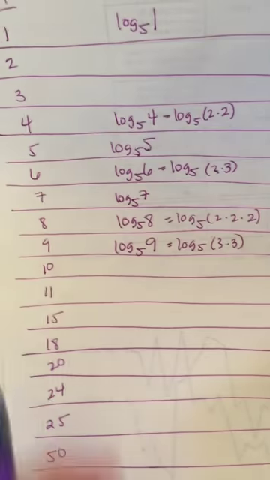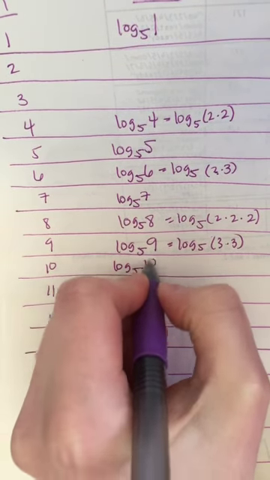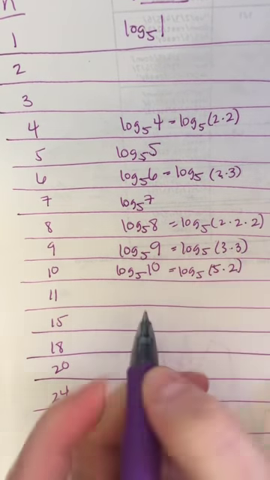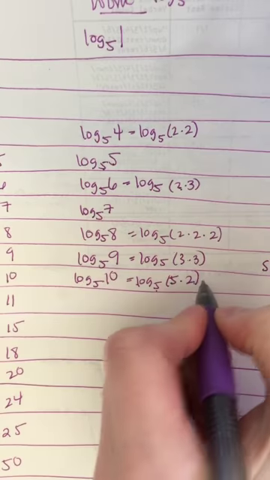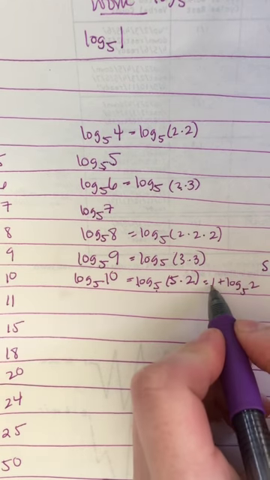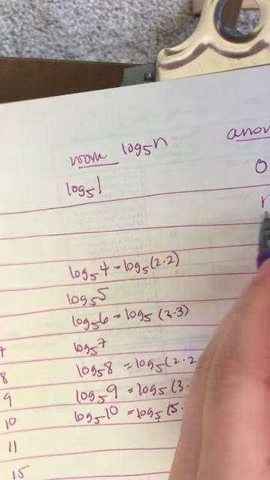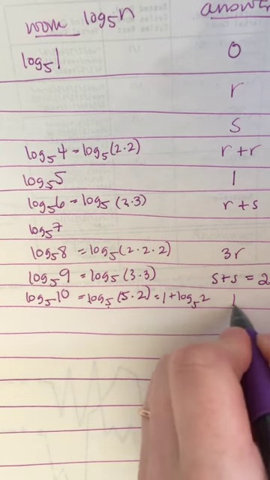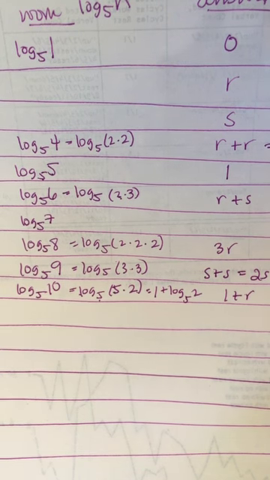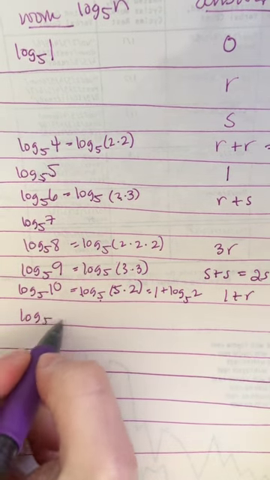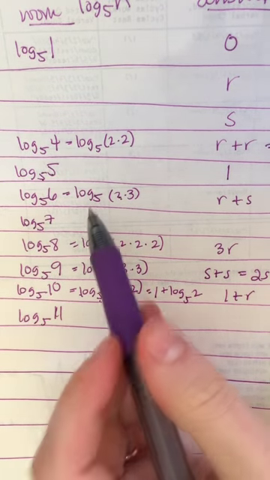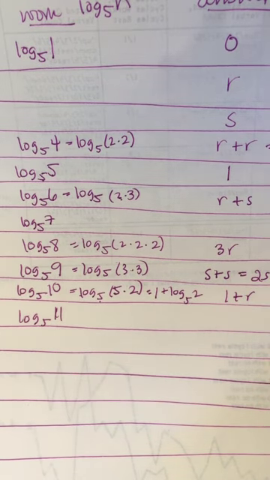Then on 10, log base 5 of 10 is log base 5 of 5 times 2. Log base 5 of 5 equals 1 plus log base 5 of 2. But log base 5 of 2 is actually R. So this is going to be 1 plus R, or R plus 1. Order doesn't matter in this case. 11, log base 5 of 11. There's no product here that I can think of to get out because 11's prime just like 7 was prime. So we'll come back to those two.